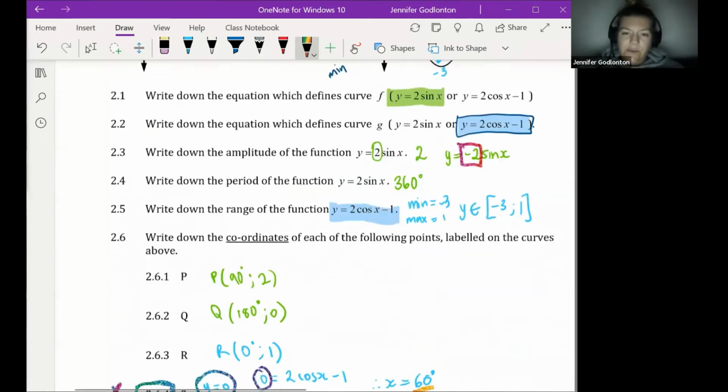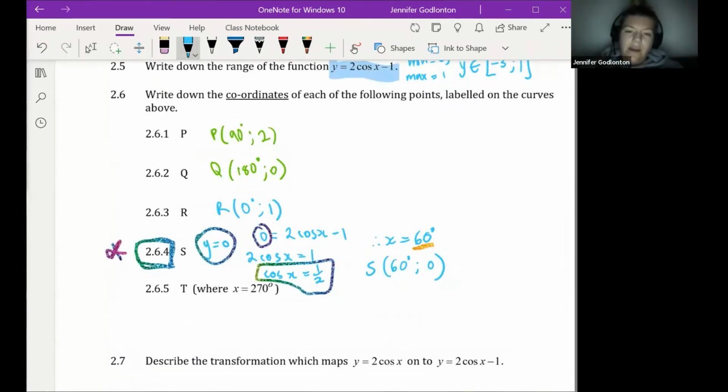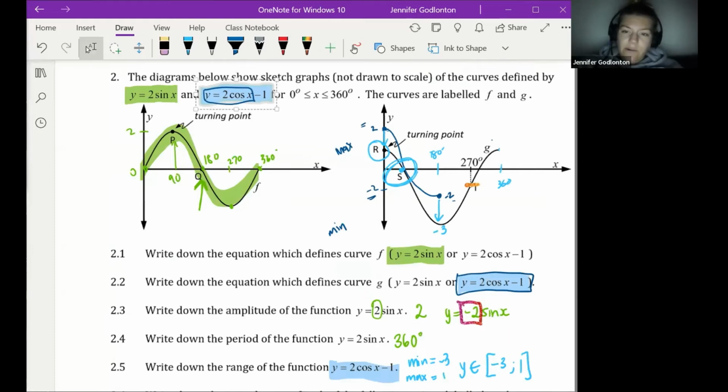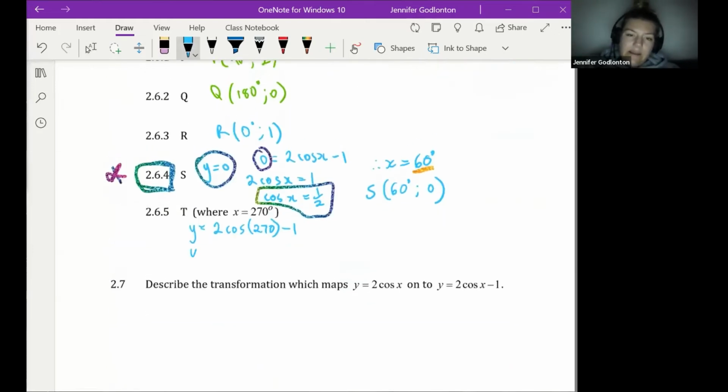Okay, so I'm just going to show you what I did there. Into my equation, I said y is equal to 2 cos of 270 minus 1. And that gave me y is equal to negative 1. So x is 270 degrees and y is negative 1. Nice job.